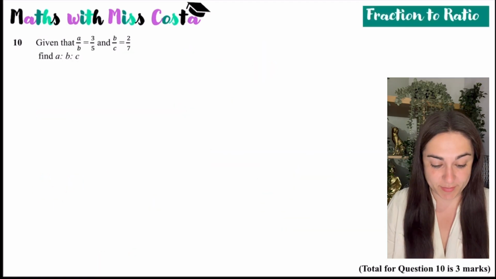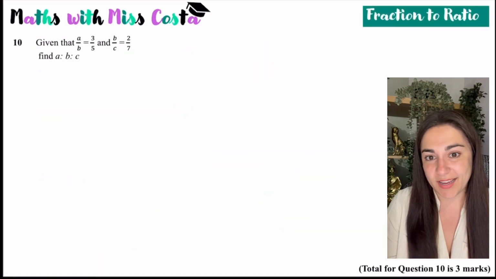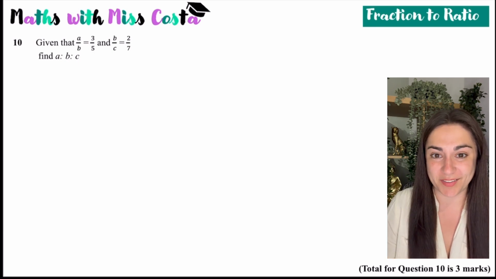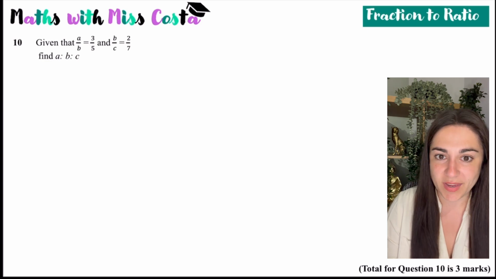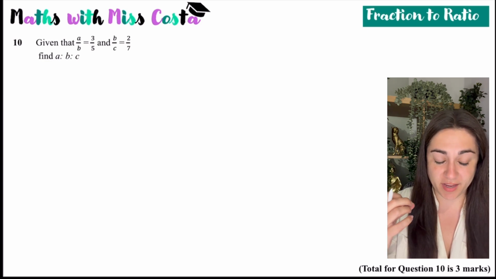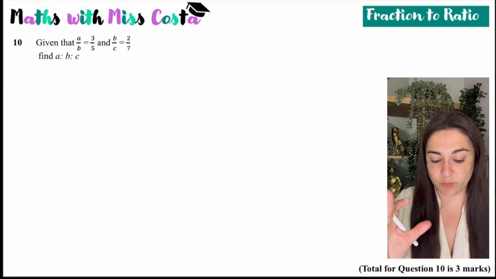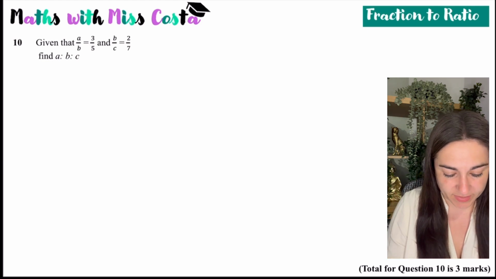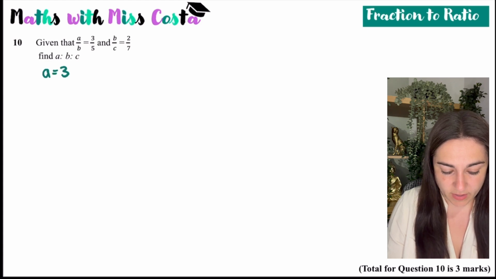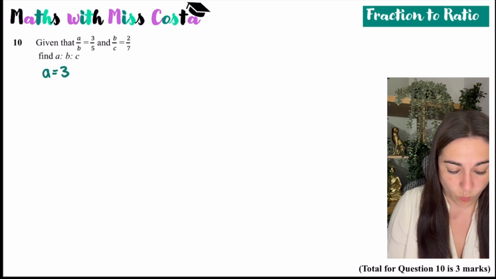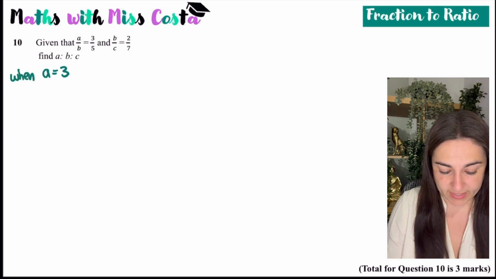Okay, in this question, I'm told that A over B is equivalent to 3/5 and B over C is equivalent to 2/7. So this is kind of like an equation with ratio. And when I've got something like this, to turn the fraction into a ratio, it's helpful to just write down what each part is. So I know that A is equivalent to 3. I know that B, well, rather, should I say, when A is 3, B is equal to 5.